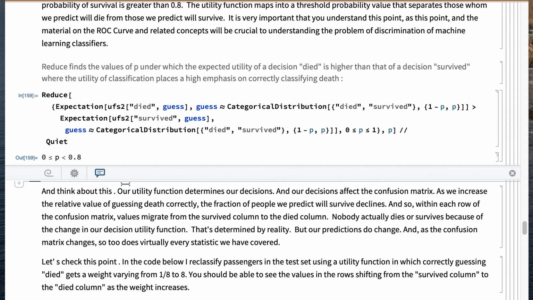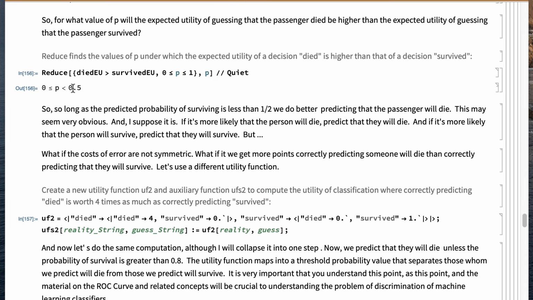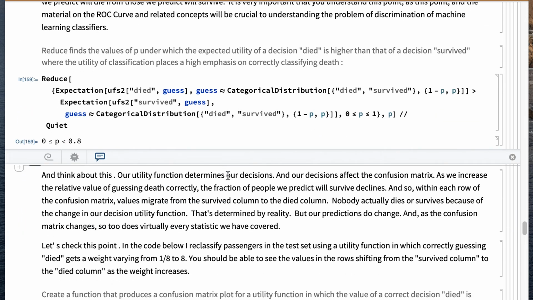So that's very important. This means that our utility function helps determine the classifier's decision. And it sets this threshold value, 0.8 here, which is associated with 4, and 0.5 here, which is associated with 1. Okay? So what this means is that since our utility function determines our decisions, and our decisions affect the confusion matrix, as we increase the relative value of guessing death correctly, the fraction of people we predict will survive declines. Maybe you could have thought of that without all this math rigmarole, but it's not so obvious.